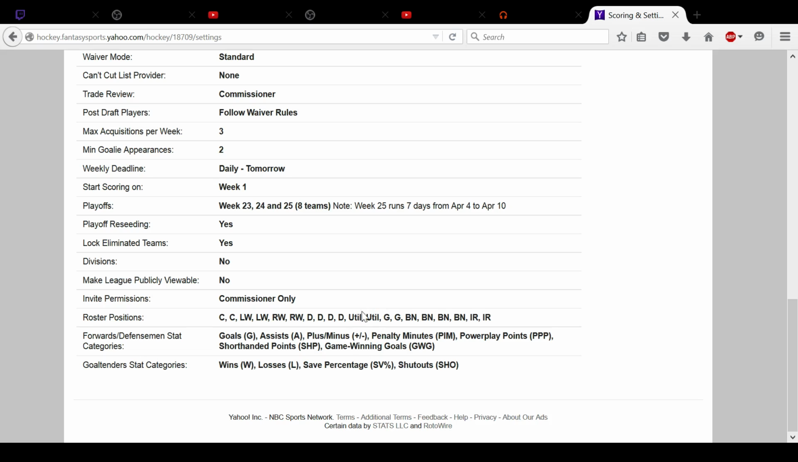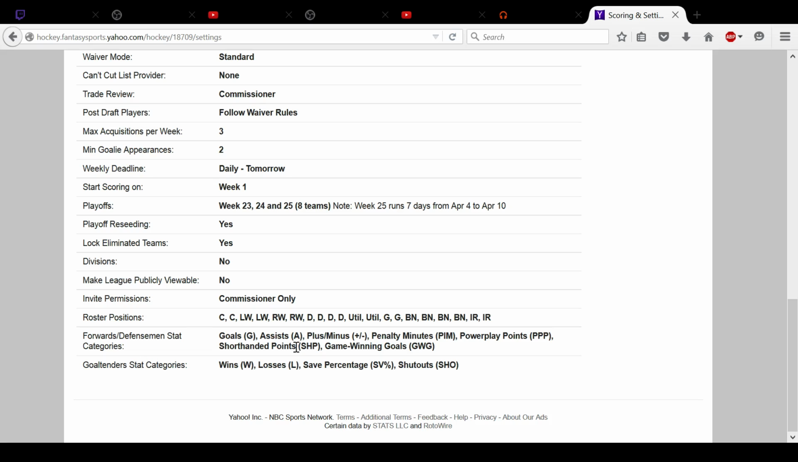For the forward categories, this is fairly standard, with the exception of perhaps shorthanded points, which is not a very common stat to see. So we have goals, assists, plus minus, penalty minutes, power play points, shorthanded points, and game-winning goals. Shorthanded points definitely is the least common seen in other pools, and therefore probably makes it the most important in terms of identifying players that are going to be giving you points in that category, because there's so few and far between.